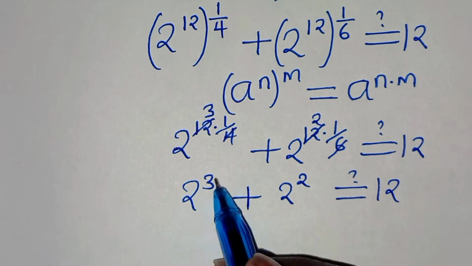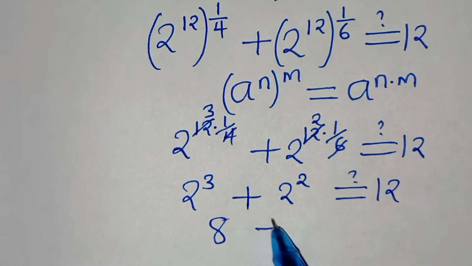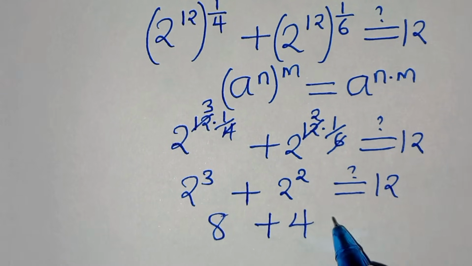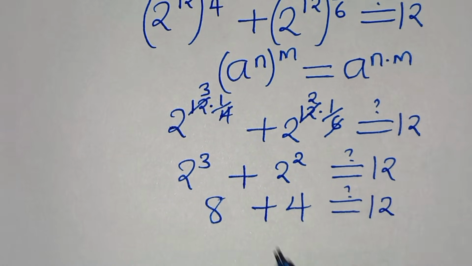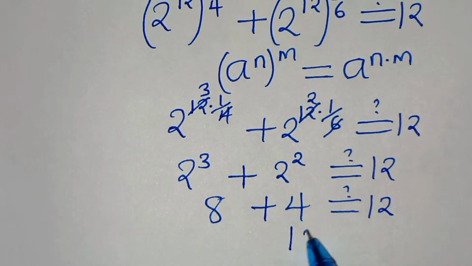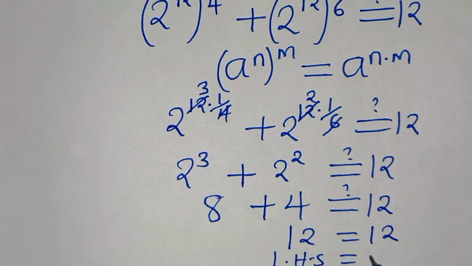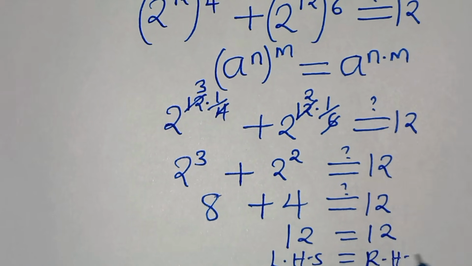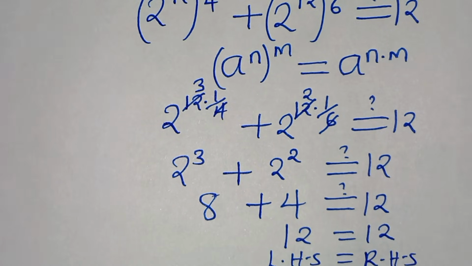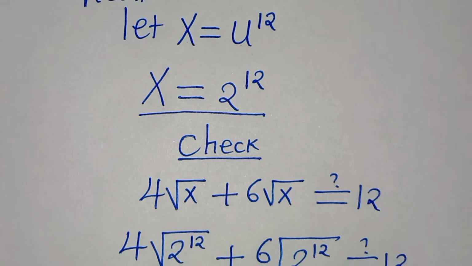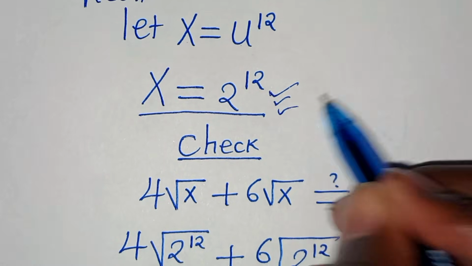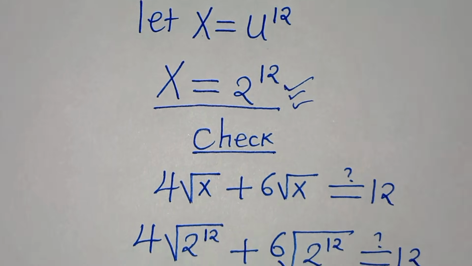And this means that 2 to the power of 3, this is 8, plus 2 squared, which is 4, should give us a value of 12. And it's clear that 8 plus 4 is equal to 12, which is equal to 12. So the left hand side is equal to the right hand side. And this affirms that the value of x here, which is equal to 2 to the power of 12, satisfies the equation. So kindly follow the steps.